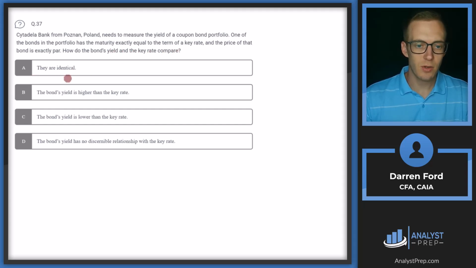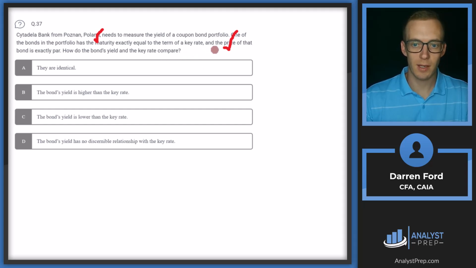So we've got A, they're identical. B, the bond's yield is higher than the key rate. C, the bond's yield is lower than the key rate. Or D, the bond's yield has no discernible relationship with the key rate. So the things that we're going to be looking at here to determine whether the yield and the key rate are the same or different. So the big thing is going to be maturity and the price. So if we have price and maturity the same, then these should be identical.